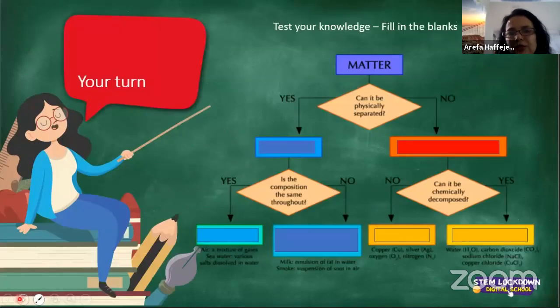Now, what I'd like you to do is fill in the blanks. You can call it out. I've given you a ton. So basically, matter, can it be physically separated? This is basically what we've learned so far. Yes, it can be physically separated, but what can it be physically separated into? What would you say here?